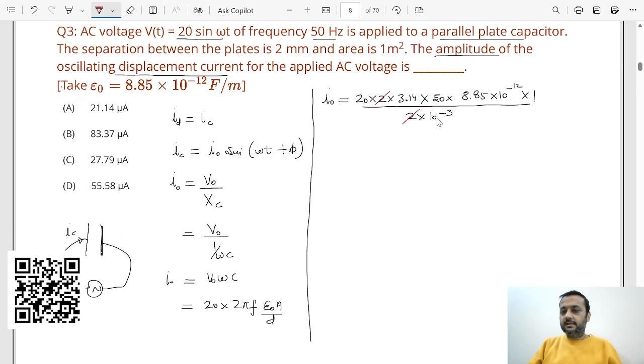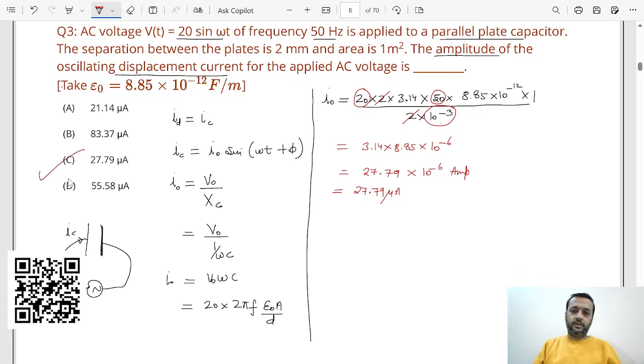So this 2 and 2 will get cancelled. You can see this 20 and 50 multiplied will become 1000, and this when it goes in the numerator will become 10 to the power 6. These three circles which I have done will become 10 to the power 6, and it will make this 10 to the power minus 6. So we are left with 3.14 into 8.85 into 10 to the power minus 6. This value, 8.85 into 3.14, will be nearly 27.79 approximately, into 10 to the power minus 6 amperes. That means this will become 27.79 micro ampere. All right, which means option C is the correct answer for this question.